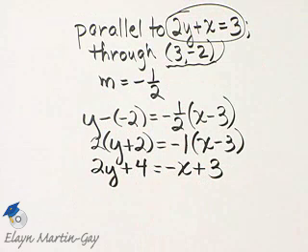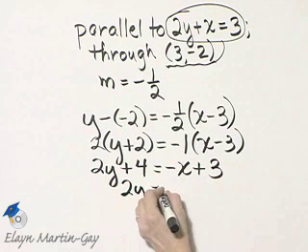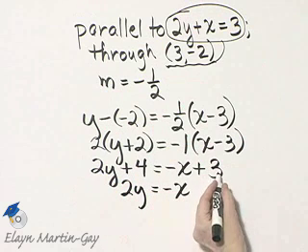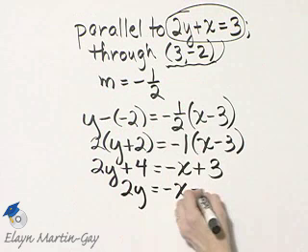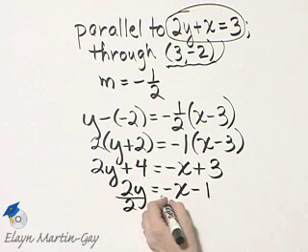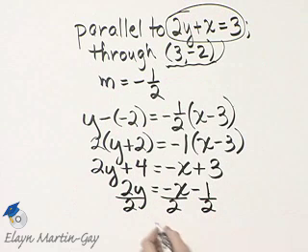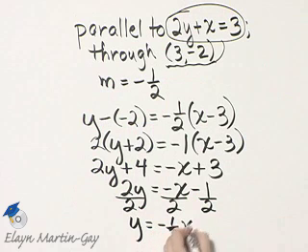Now again, we want to write it not in standard form, but using function notation. That means we need to solve this equation for y. So I'll subtract 4 from both sides, and I'll have 2y is equal to negative x. 3 minus 4, that's negative 1. And I'll finish solving for y by dividing both sides of the equation by 2, which means every term by 2. I'll have y is equal to negative 1/2 x minus 1/2.